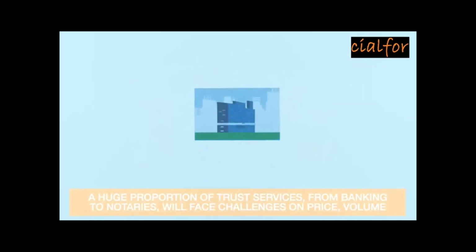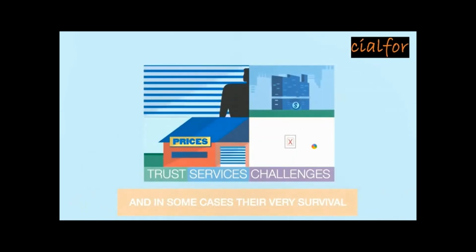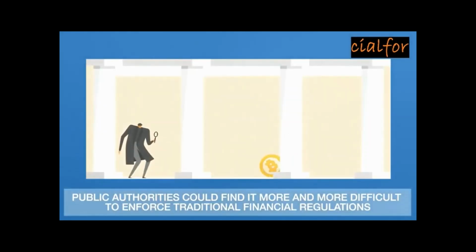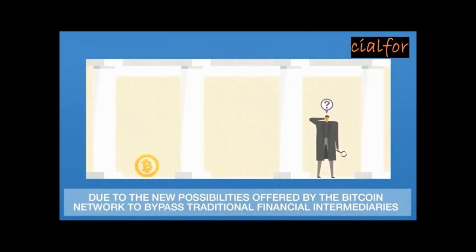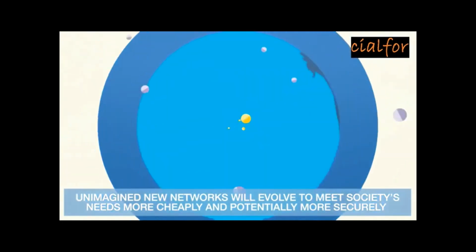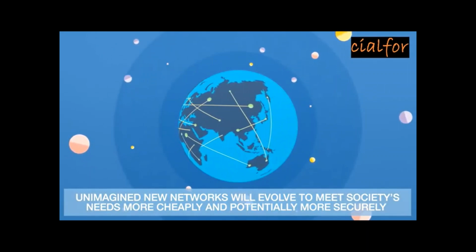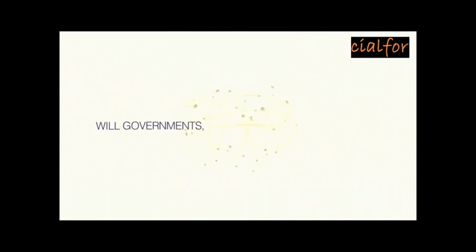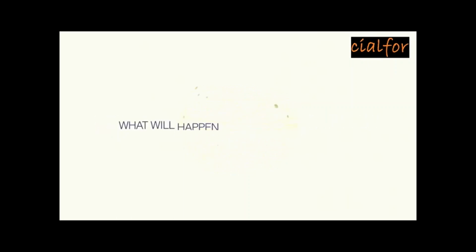A huge proportion of trust services, from banking to notaries, will face challenges on price, volume, and in some cases, their very survival. Public authorities could find it more and more difficult to enforce traditional financial regulations due to the new possibilities offered by the Bitcoin network to bypass traditional financial intermediaries. Unimagined new networks will evolve to meet society's needs more cheaply and potentially more securely. Will governments, financial and legal institutions embrace blockchain? What will happen to the ones who don't?